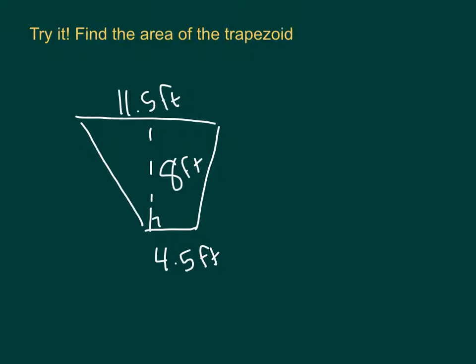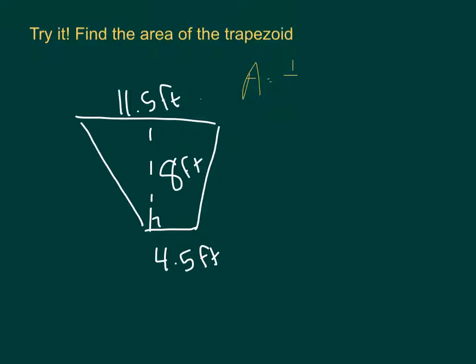Then try this problem. I've got 11.5 feet times 8 feet. Sorry, 11.5 feet is your base, 8 feet is your height, and 4.5 feet is your second base. So these are decimals right here, if you couldn't tell. Go ahead and solve this one. Okay, I'm going to solve this one quickly. So if you need to watch it twice, that's fine.